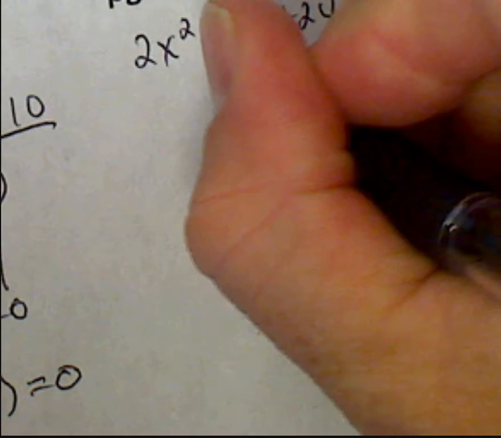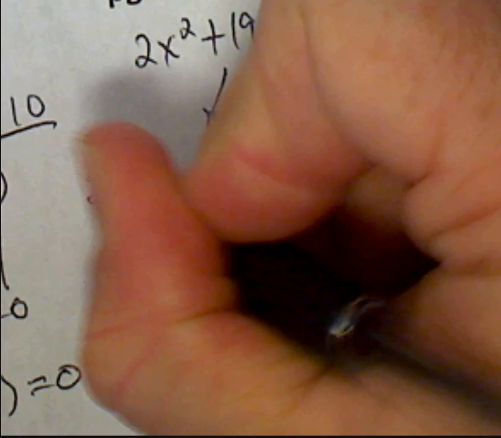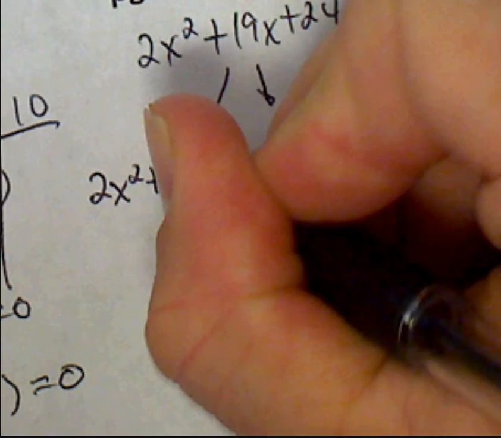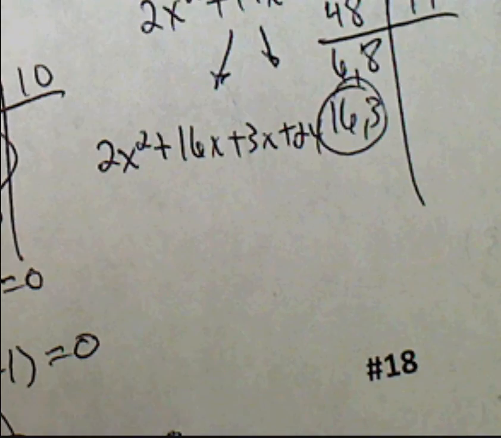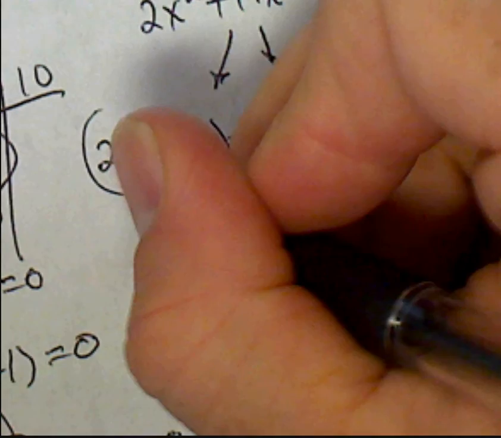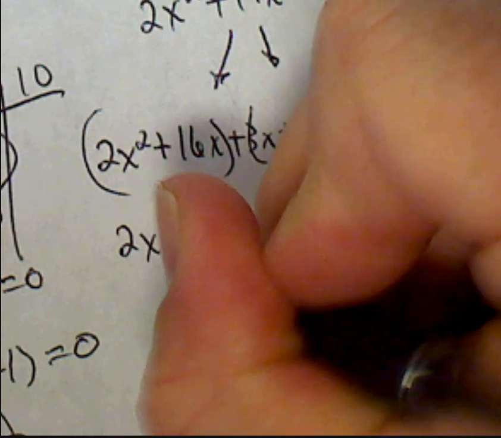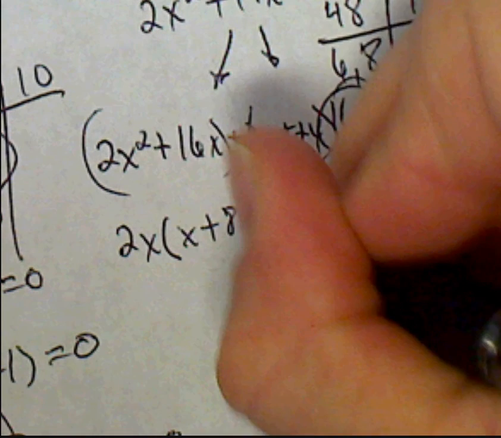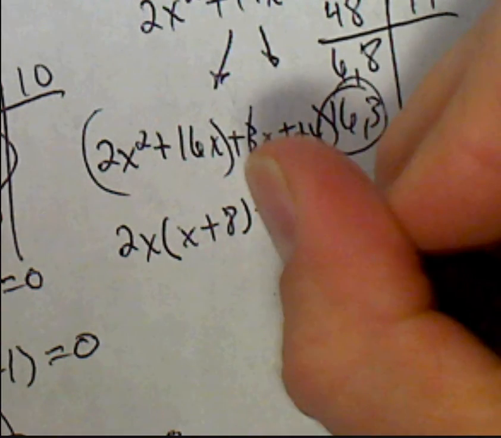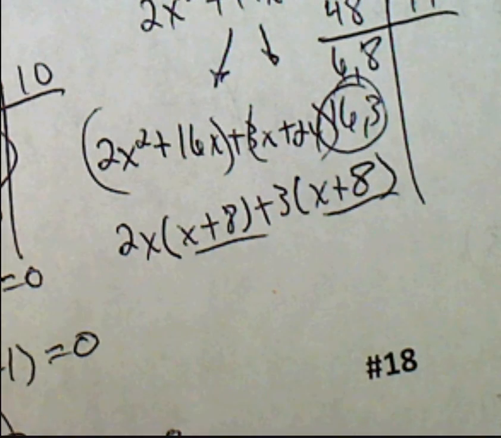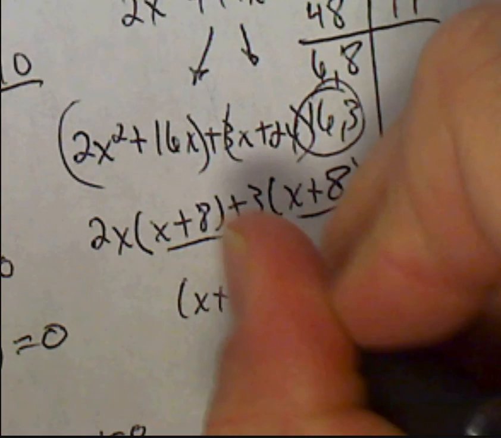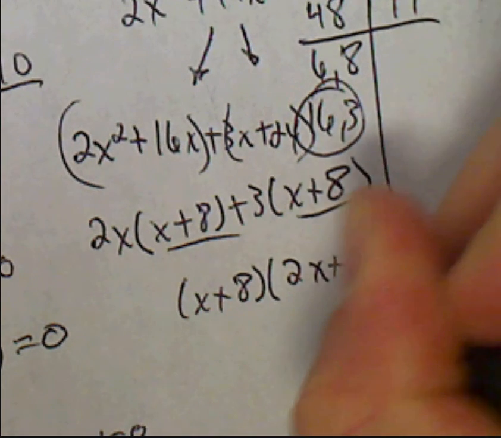So I'm going to split my middle term. I got 2x squared plus 16x plus 3x plus 24. I'm going to go ahead and group. I can divide by 2 and an x, so that would be x plus 8. I can divide by 3, that's x plus 8. These are the same. X plus 8, 2x plus 3.